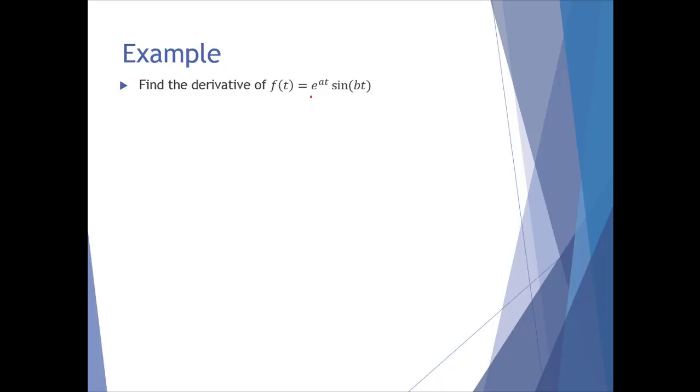I notice a couple of things. One, I see a product going on. This is e to the at times sine of bt. That tells me that I'm going to be using product rule in order to take this derivative.